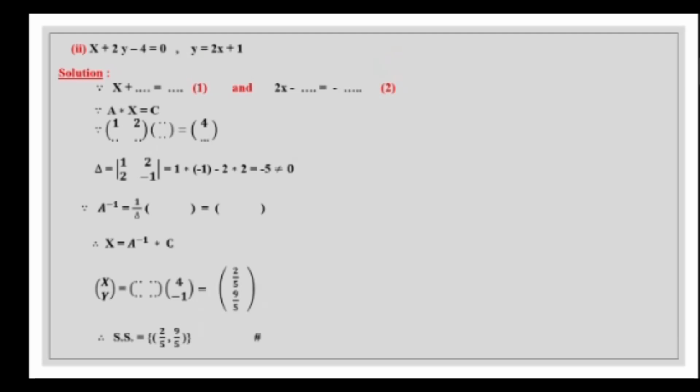It means the solution set will be the set of ordered pair 2 over 5 and 9 over 5.